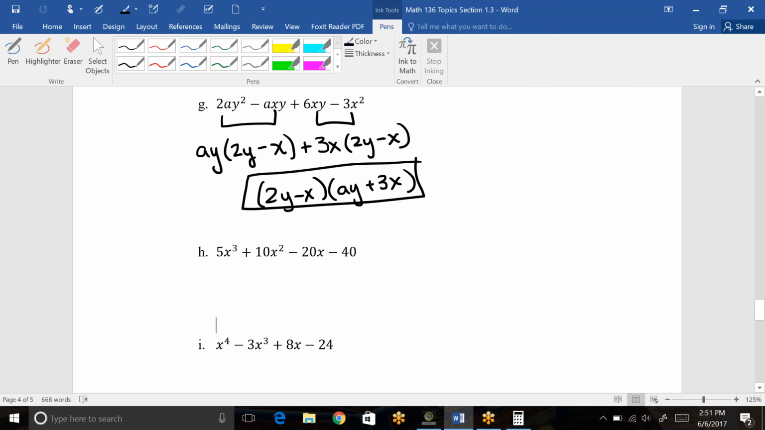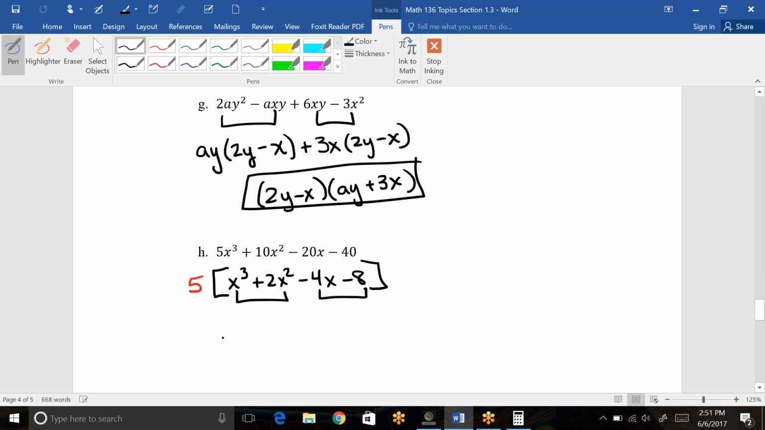For H, notice that there is a GCF at the very beginning. You can pull a 5 out of all of these numbers, so I'm going to go ahead and do that right now. That's a 5, which leaves me with x to the third plus 2x squared minus 4x minus 8. Notice I couldn't pull an x out because this last term did not have an x. We factor by grouping, and we don't forget to bring our 5 down each time.